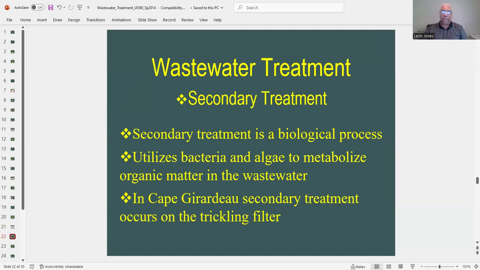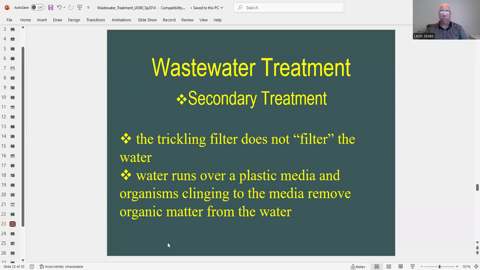Secondary treatment is a biological process that utilizes bacteria and algae to metabolize organic matter in wastewater. So in Cape Girardeau, secondary treatment occurs on the trickling filter. The trickling filter does not filter the water. Water runs over a plastic media, and organisms clinging to the media remove the organic matter from the water.